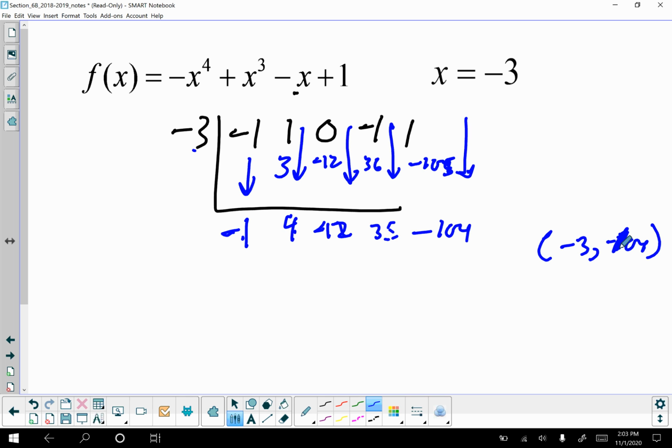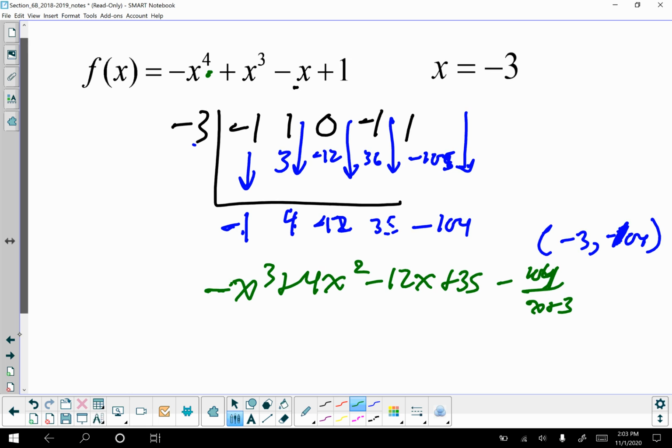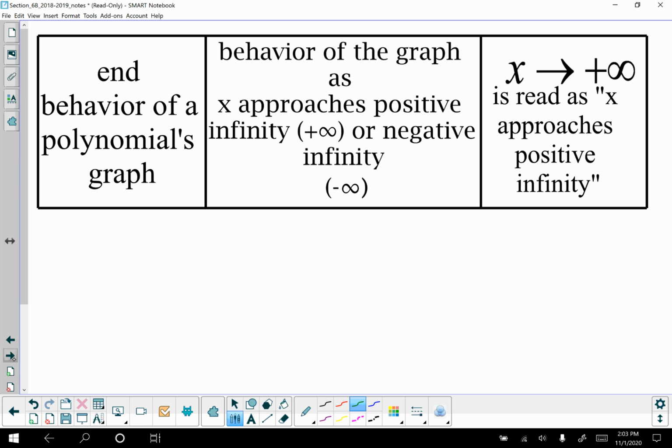Okay, if we wanted to add back in our variables, we started at the fourth power. Now we're going to have it to the third. So negative x to the third plus 4x squared minus 12x plus 35 minus 104 over x plus 3. Oh, my handwriting is getting sloppy as I sit outside. I'm sorry. Again, if you have questions about this, talk to me in class. We can definitely cover these questions.